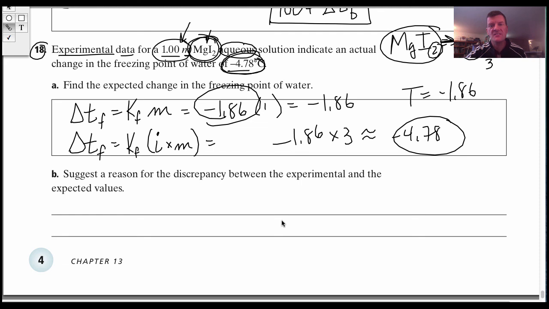Alright, so that is what's happening: you have to think about how many actual particles are created. The 1 molal is measuring the concentration of the compound, but that compound breaks apart into 3 ions, so actually there are 3 times as many particles as you would expect by just looking at the molal. And that's why the freezing point depression is actually greater than what we expected. That's the answer to B.